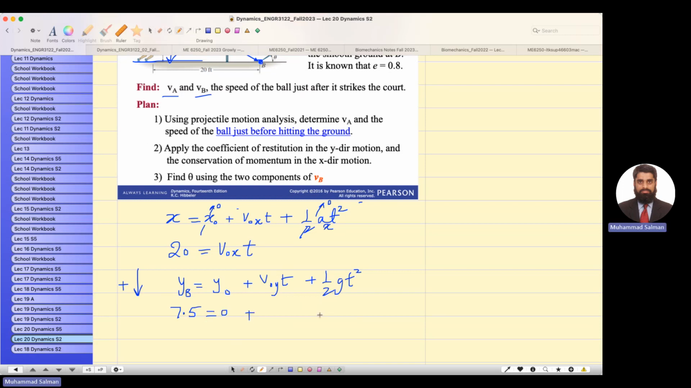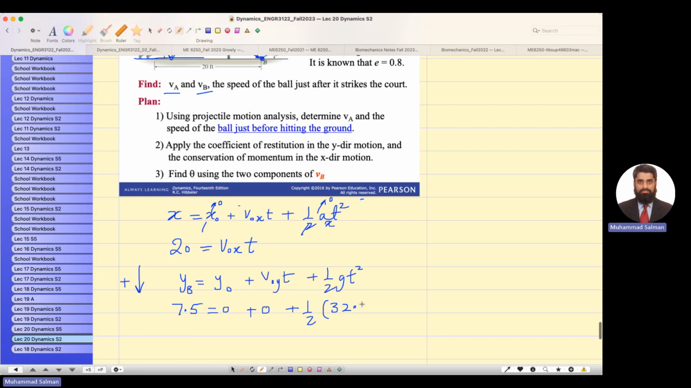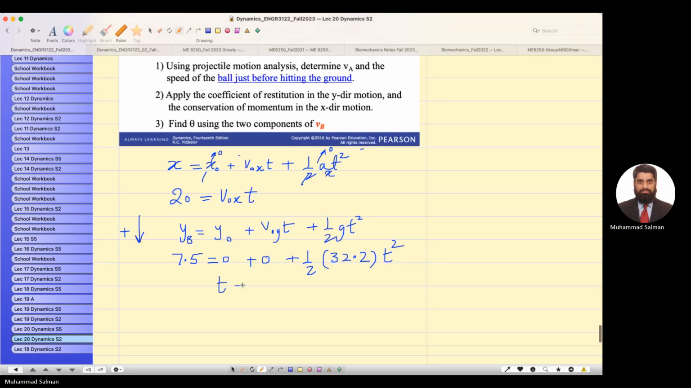Y0 is 0. Now here comes the question. What is the initial velocity y component? 0. You are right. And now plus half g, it is 32.2. You agree with me? One equation, one unknown. Can you find out t from here? In my notes, it is 0.6825. Can you verify? Any genius? You got it? That's good. All right, one student has confirmed it.